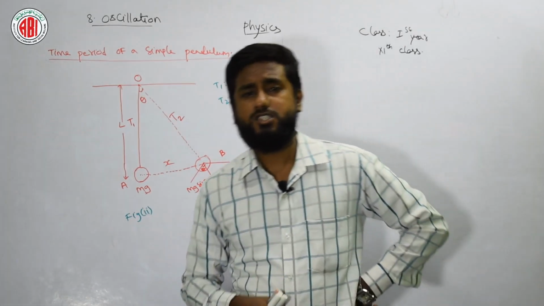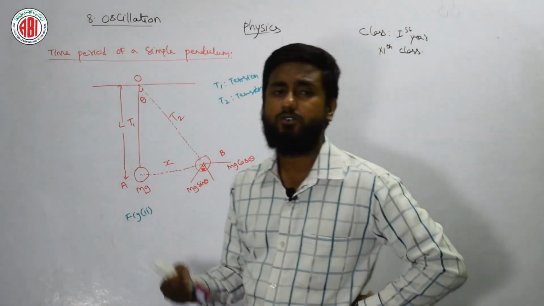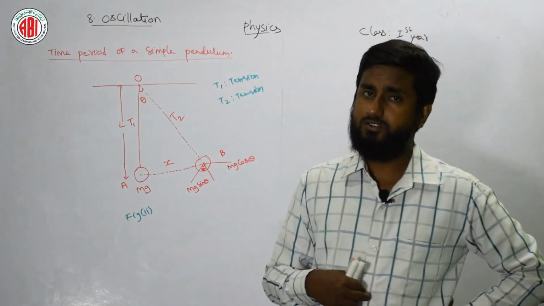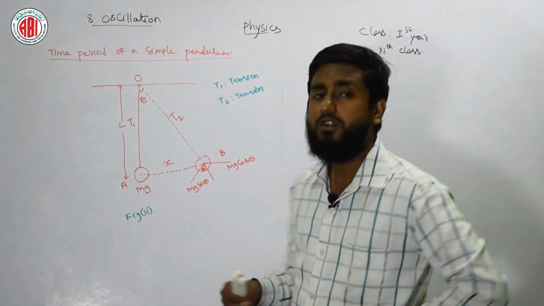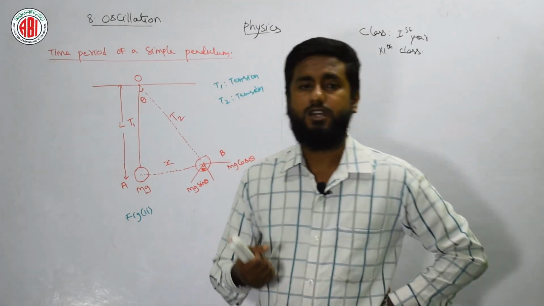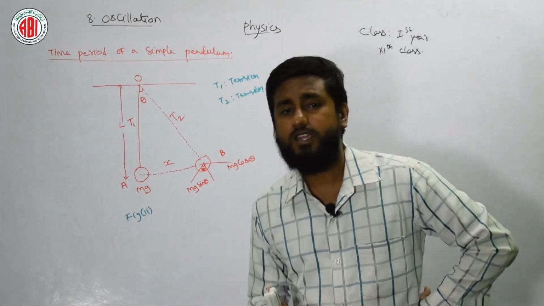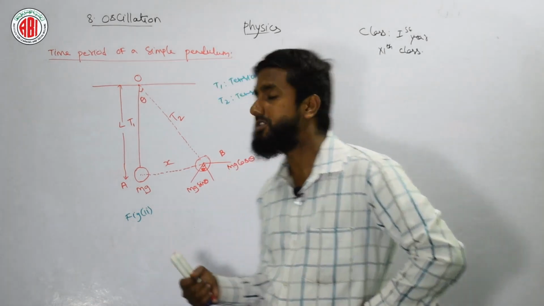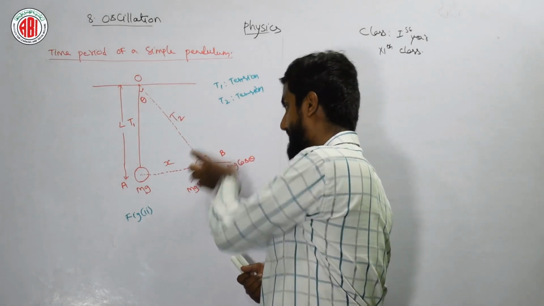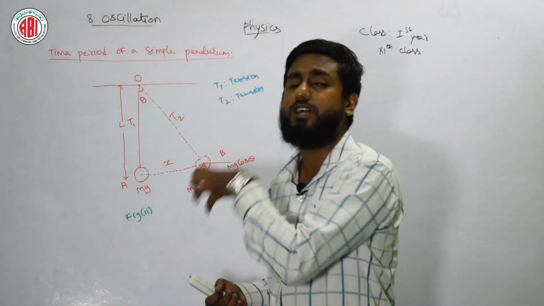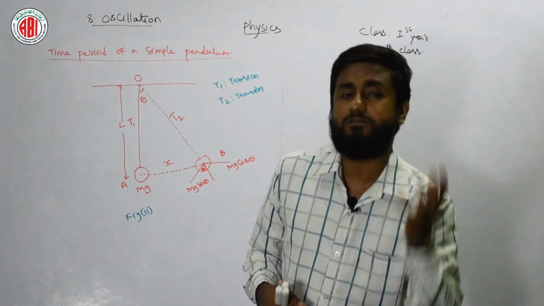The weight of the bob is resolved into two rectangular components: one is mg sin theta and the other is mg cos theta. The component mg cos theta is balanced by the tension T2, whereas the component mg sin theta is unbalanced and acts as the restoring force, which makes the bob return to its equilibrium position. Here mg cos theta is balanced by the tension, but mg sin theta is not balanced, and it acts as the restoring force, bringing the bob to its mean position again.